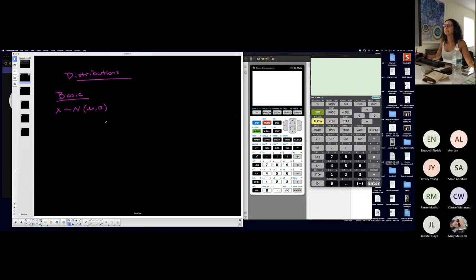This is a big key. This is a big part of how you determine which distribution you're dealing with, if that makes sense. I'm gonna color coordinate.